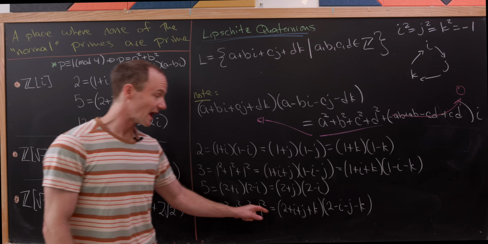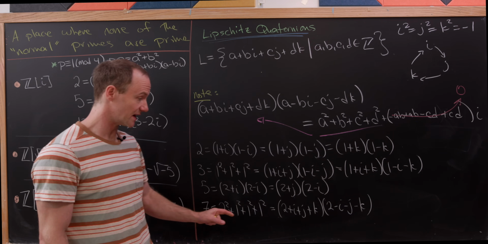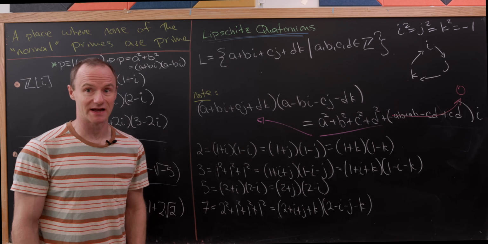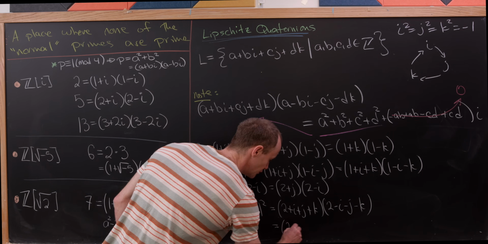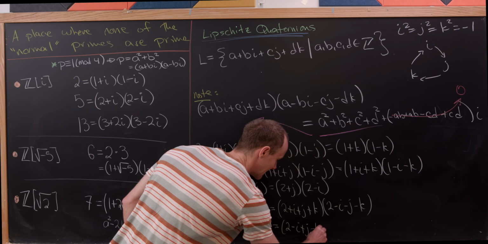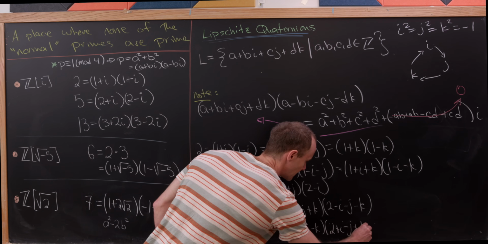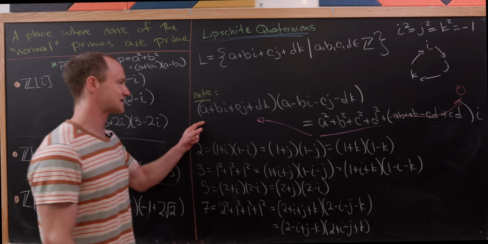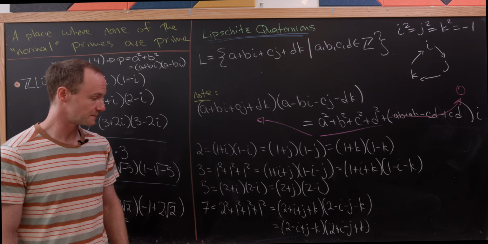And then we might think that this is unique, but it's not really, because we could switch some signs and get the same kind of result. Notice we could have, for instance, 2 minus i plus j minus k, and then 2 plus i minus j plus k. As long as the signs are different in each of these, this whole thing works out.